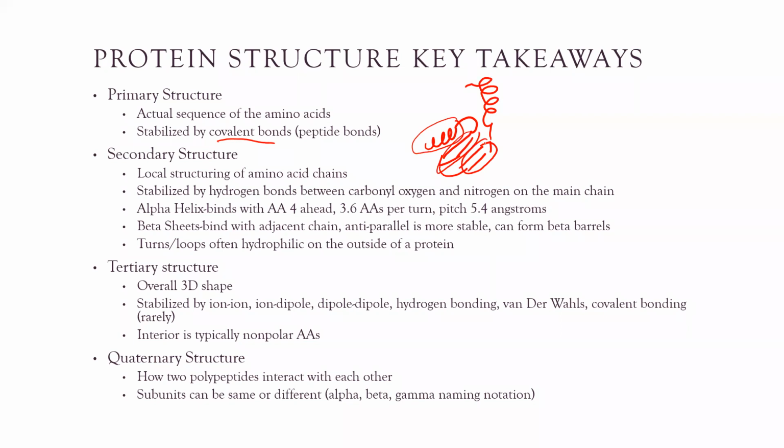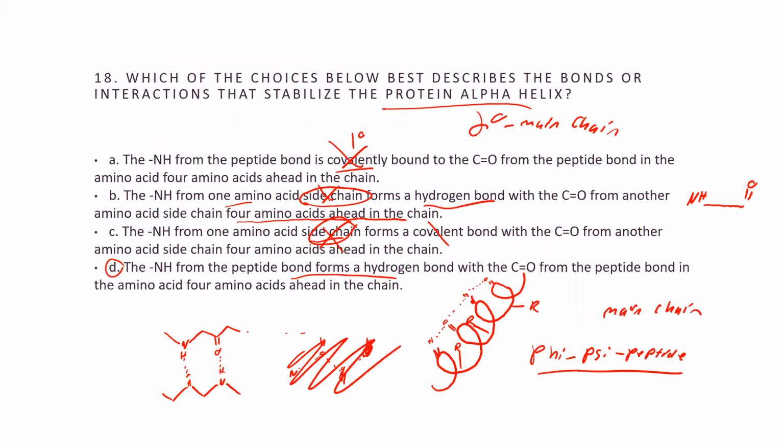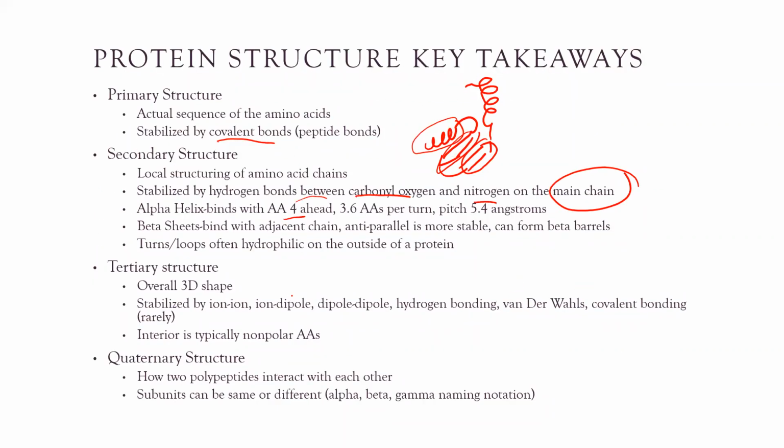It's like if you were to build a mansion with Legos and you needed to build a bunch of doors. Those would be secondary structures. Make sense? These are stabilized by hydrogen bonds between the carbonyl oxygen and nitrogen on the main chain. It's got to be on the main chain, it can't be side R groups. I don't know how important these numbers will be, but they can be important. This one is important: it's 4 ahead. Going back to this question, an amino acid forms that hydrogen bond with the one 4 amino acids ahead in the chain.